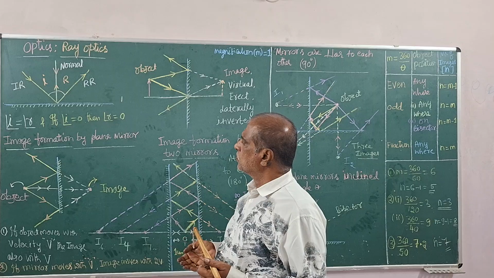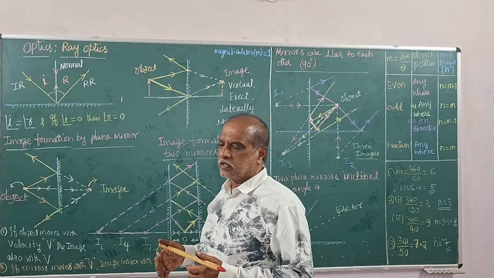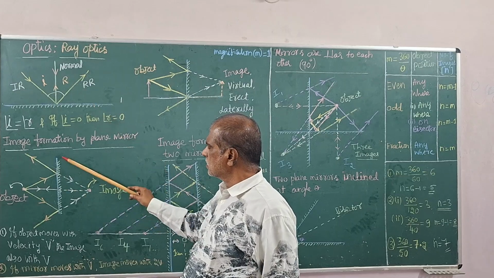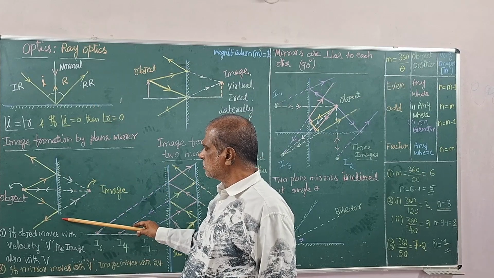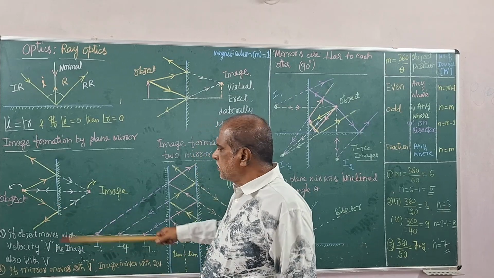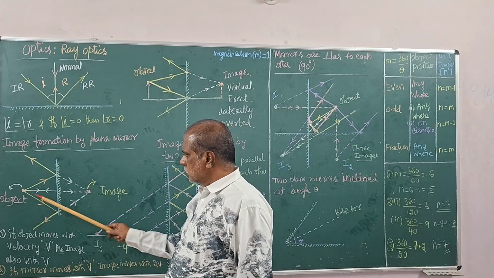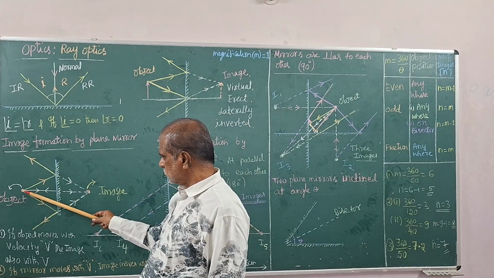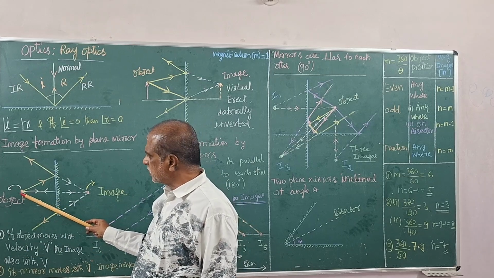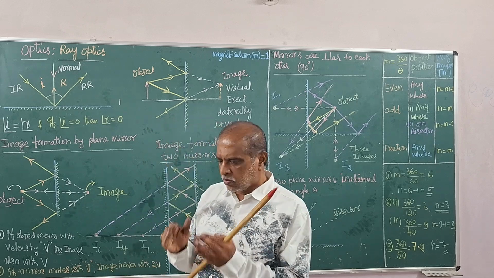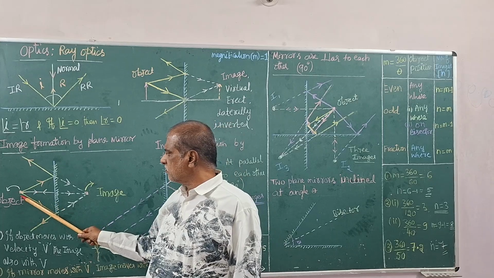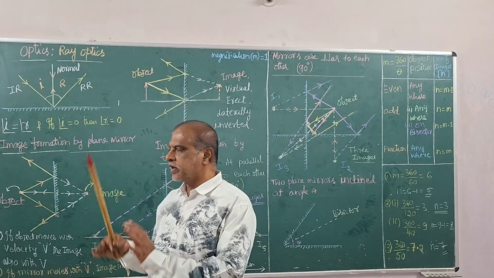So let us have more discussion on the image formation by the plane mirror. Let us consider the plane mirror like this, and let me take a point object on one side of the mirror. Here, point object. If light falls on the object, it will be reflected in all directions. The light will be reflected from the surface of the point in all directions.